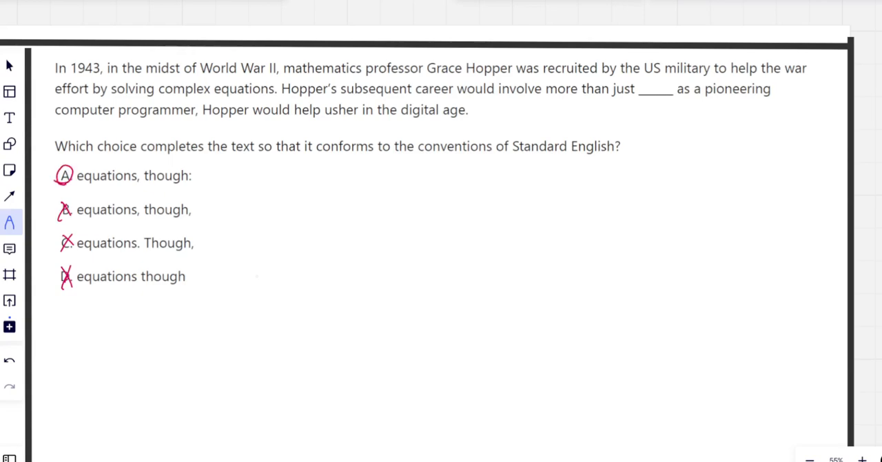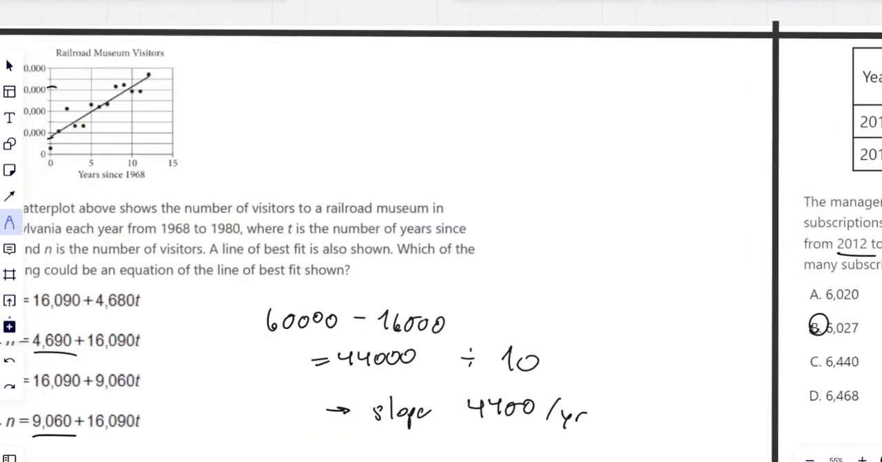Hopper's subsequent career would involve more than just equations, though. And then we put a colon, and we emphasize the idea that comes next, that as a pioneering computer programmer, Hopper would help usher in the digital age. Next question.